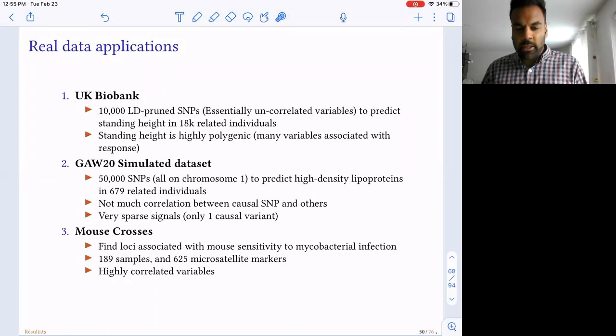The GAW20 simulated data set has 679 very related individuals, and there are very sparse signals. So it's basically the opposite of the UK Biobank. And then there are mouse crosses, which is basically a hybrid of both. There are lots of correlated markers, and lots of correlated strains of the mice.